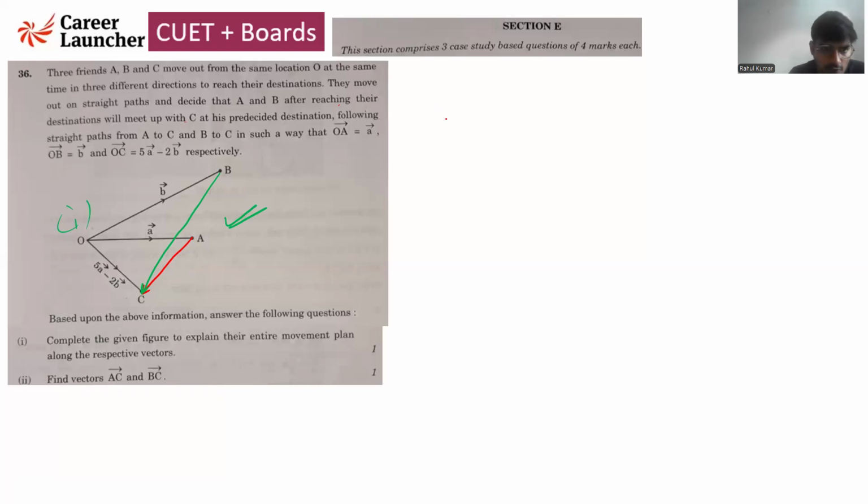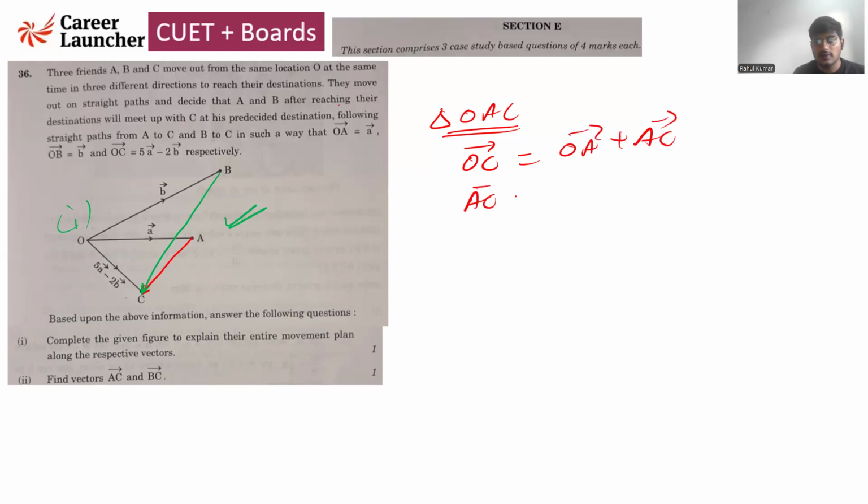Now, if you see the triangle, because you need to find AC, you will see triangle OAC. In triangle OAC, what is given to us? OC vector is equal to OA vector plus AC vector. What is OC vector? It is 5A vector minus 2B. You just need to subtract this OA vector from here and you will get the answer. So 4A vector minus 2B vector is your answer.